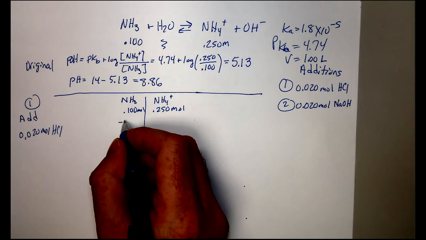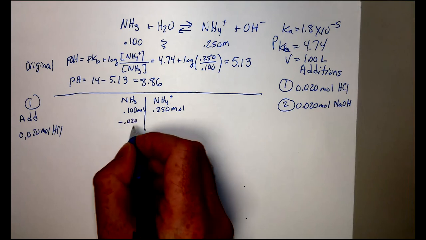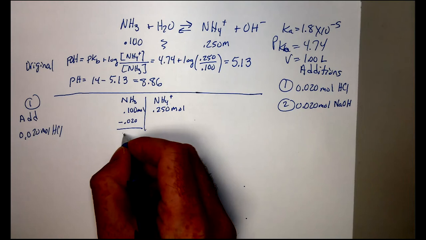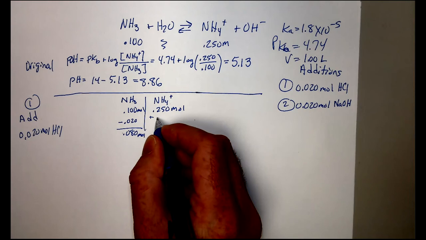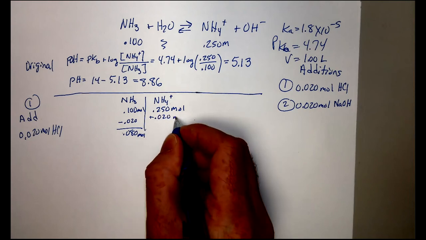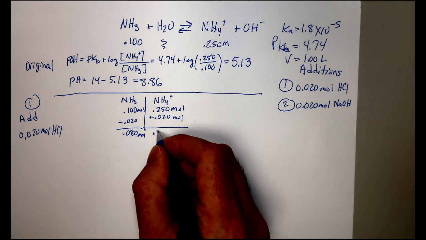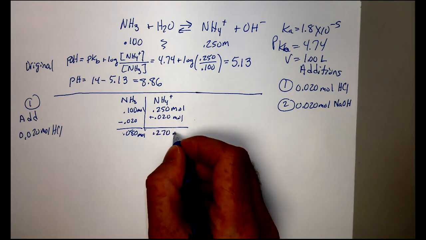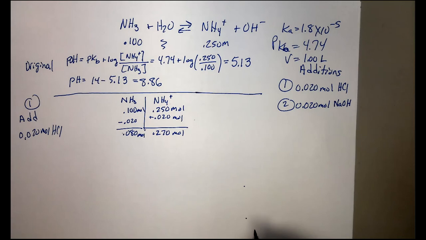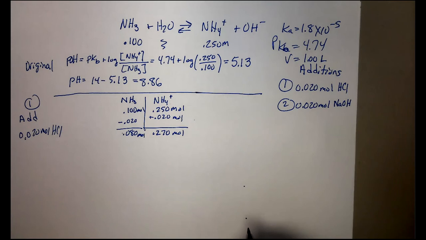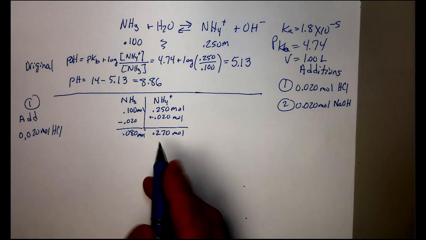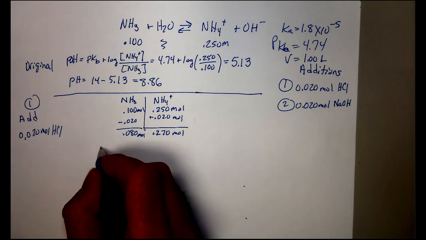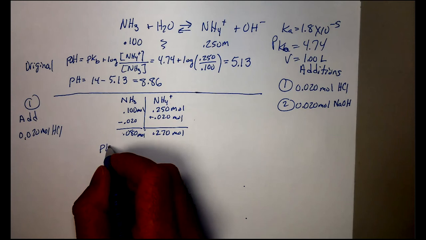So it's going to be minus 0.020, or it's going to be 0.080 moles left. We're going to say plus 0.020 moles here, or 0.270 moles. This assumes the volume doesn't change. If it does, you're going to have to consider that dilution effect. You can still calculate the moles and subtract, but then you would have to divide through by the total volume. But then we pretty much do the same thing we did above.